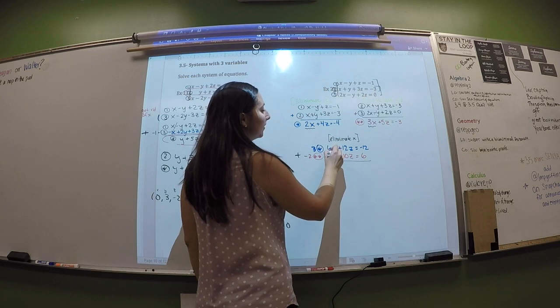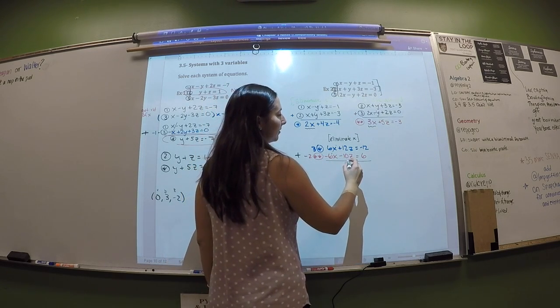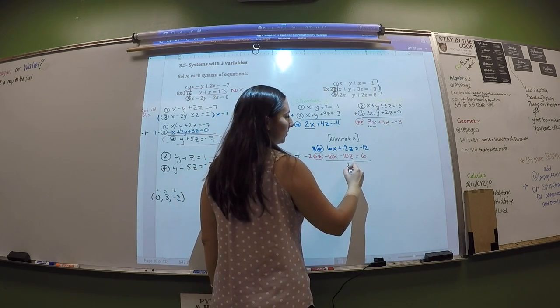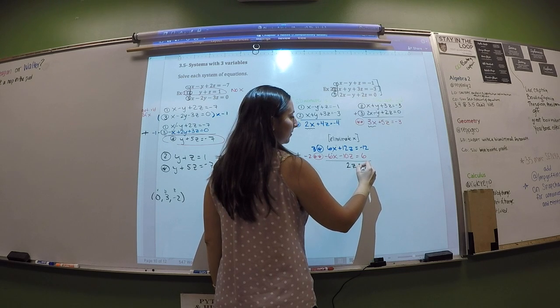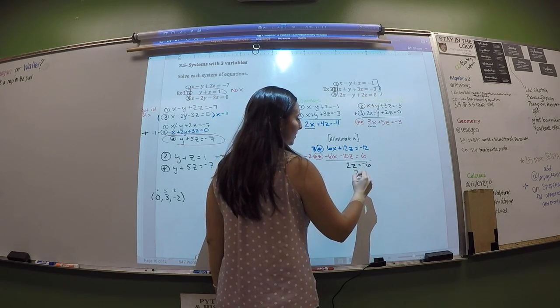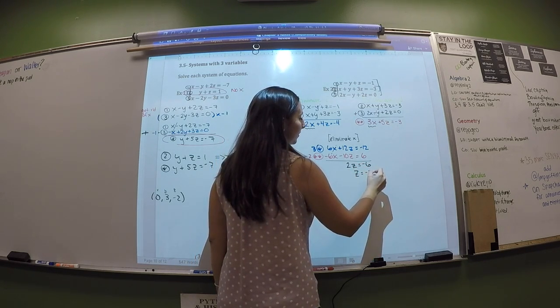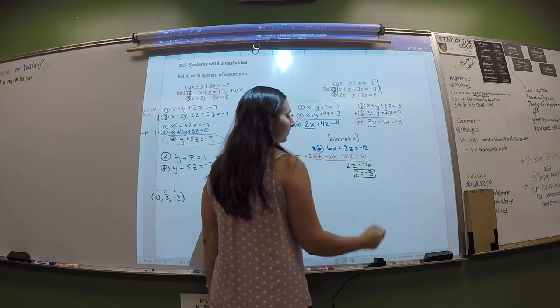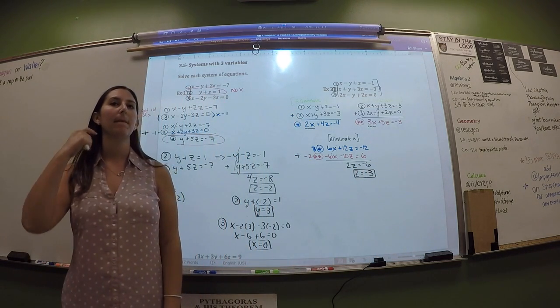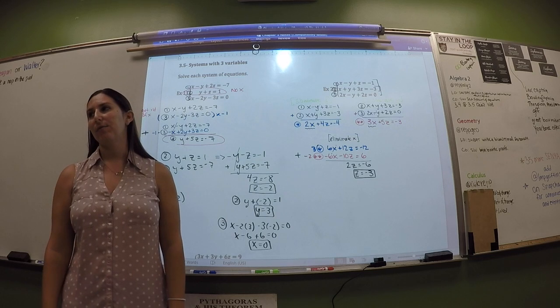So add. What are we left with? Oh, 5. Negative 2z. 3 and 2 is 6. So z equals -3. Okay, good. So z is -3. And then I have to find the rest, right? And now you have to find the rest.